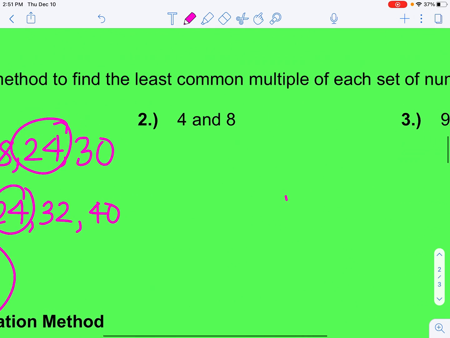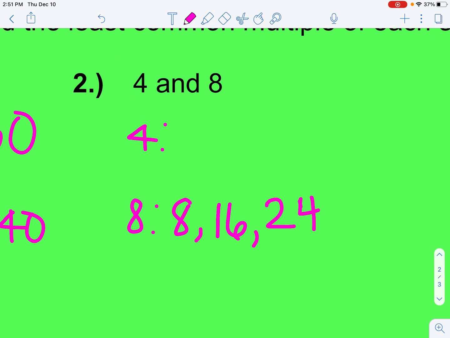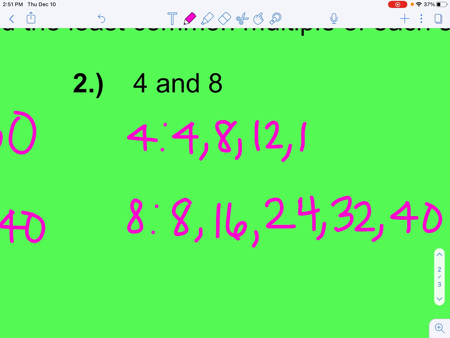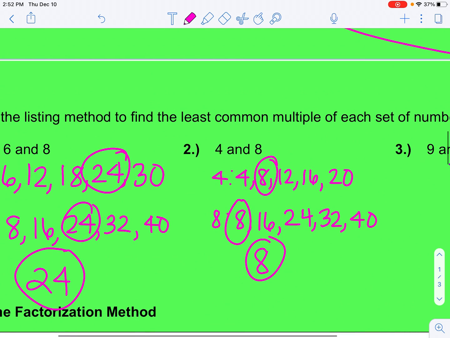All right, now let's do 4 and 8. All right, again, we're counting by 8s. Start with the bigger number. 8, 16, 24, 32, 40. Now let's count by 4s. 4, 8, 12, 16, 20. Do we have one that they both share? Yeah, they both share this 8. So 8 is our common multiple.